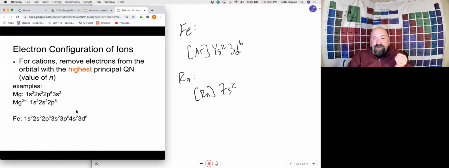For transition metals, it does get a little bit different. For iron, if we want to go to iron 2+, we need to remove 2 electrons. For transition metals, we're going to remove those 2 electrons from the orbital with the highest principal quantum number, which means we're not going to take them from 3d here. We're going to take away these 2 electrons in 4s.